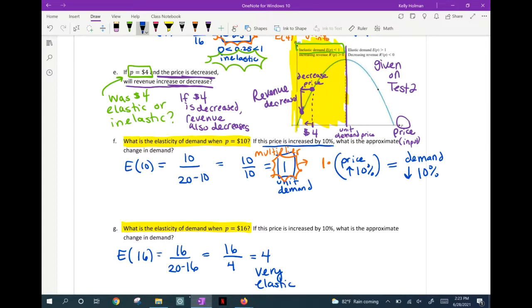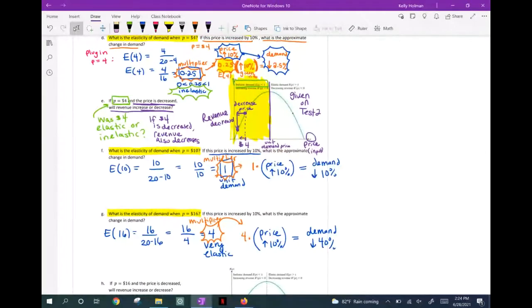Let's try that. If my price increases by 10% and I use my calculation as a multiplier, what does that do to my demand, y'all? My demand is going down a huge amount, down 40%. That's huge. That's super elastic. And we're going to analyze that on the graph here in a minute.